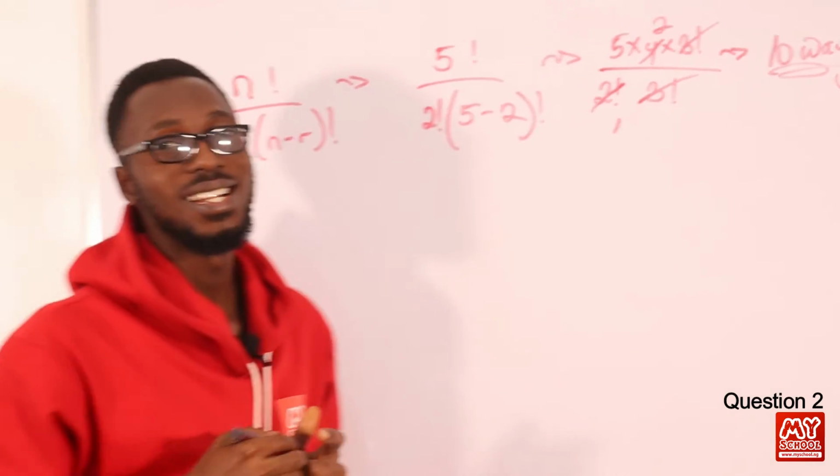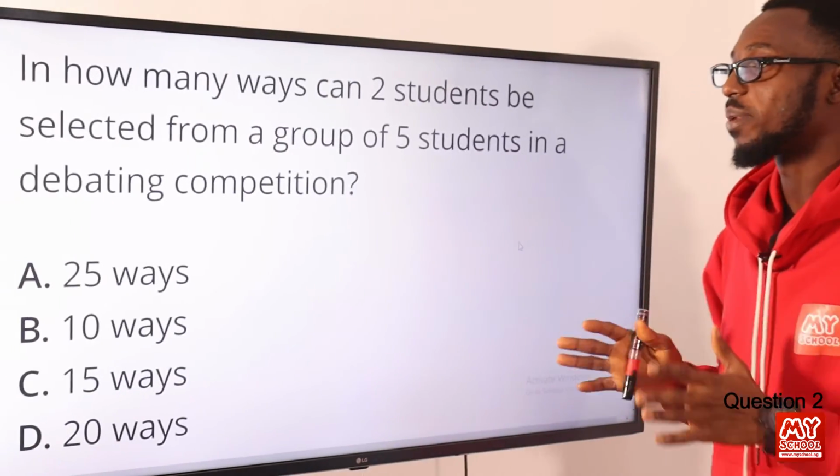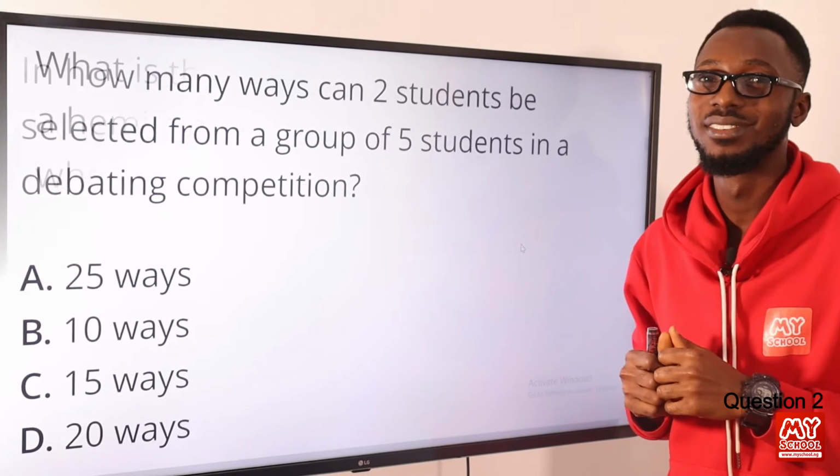So the answer is 10 ways. Let's go back to the screen to select 10 ways. Very well, we have that in option B. So option B is the valid option.